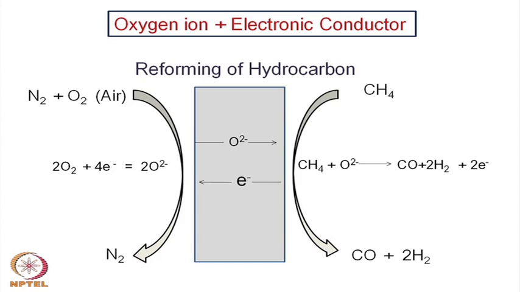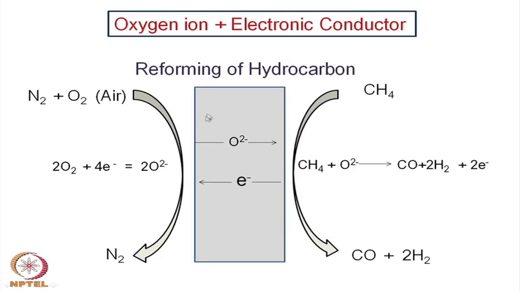So, this is an example where oxygen ion and electron both are the conducting species. This is our membrane, the wall of the reactor, you can say. So, you have the oxygen ion conduction and electron conduction. Oxygen ion is moving in this direction and electron will be moving in the opposite direction. This is the normal situation: ion will move in one direction and electron will move in the other direction, particularly for the oxygen ion.